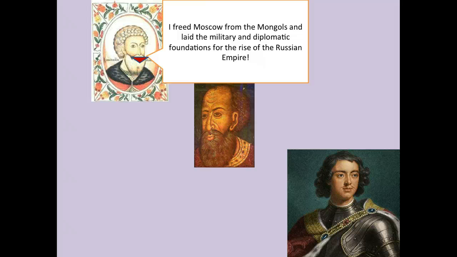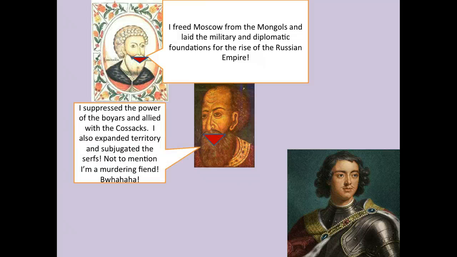Here's Ivan the Great. I freed Moscow from the Mongols and laid the military and diplomatic foundations for the rise of the Russian Empire. Huzzah! Okay, so then here's Ivan the Terrible. I suppressed the power of the boyars and allied with the Cossacks. I also expanded territory and subjugated the serfs. Not to mention, I'm a murdering fiend.